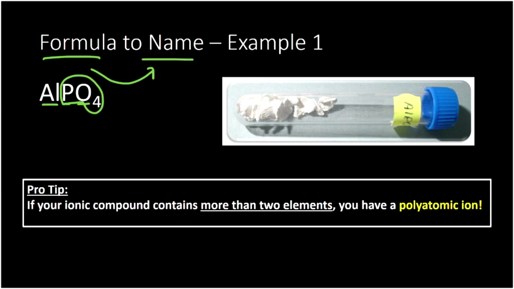And so that altogether makes our anion, that's negative, and our aluminum up here is a metal that makes our cation. So if you notice that you have an ionic compound with more than two elements, then you know, hey, I have a polyatomic ion, and be on the lookout for those naming problems. Okay, let's go ahead and name AlPO4.